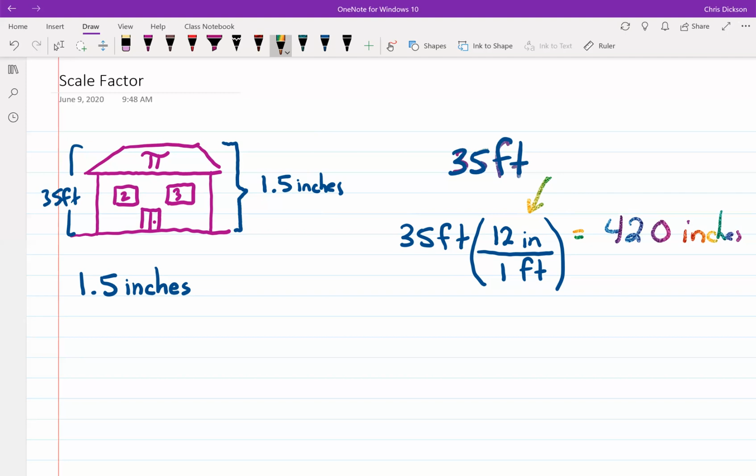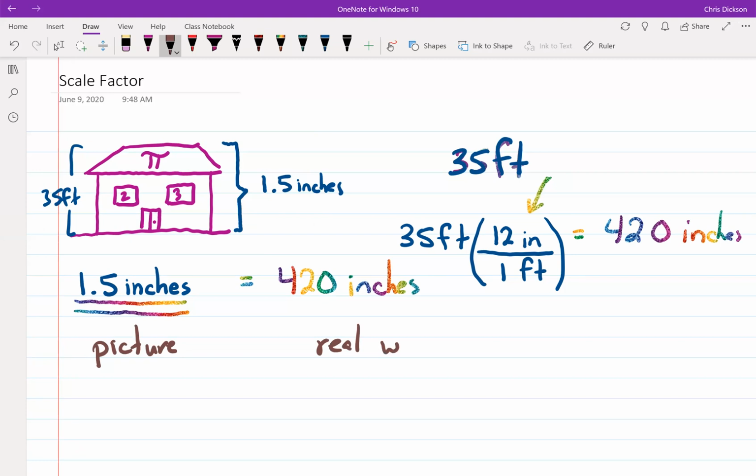Okay, so clearly we can see that this diagram has 1.5 inches on here, and that's the same as 420 inches. I'm going to clarify what I mean by that, because those are not the same numbers. What we're saying is that 1.5 inches in the picture is the same as 420 inches in the real world. Okay.